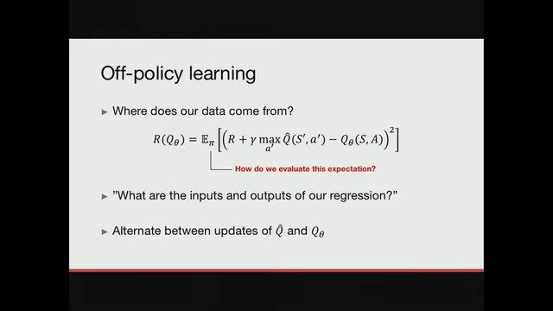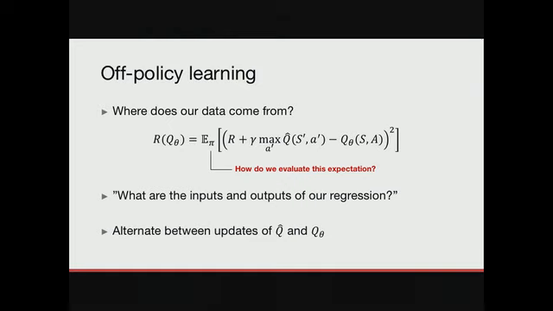Another way to say that is, what are the inputs and the outputs of our regression? Because when we estimate potential outcomes, we have a very clear idea of this. We know that Y, the outcome itself, is the target, and the input is the covariates X. But here we have a sort of moving target because this Y or this Q hat has to come from somewhere too. This is something that we estimate as well. So usually what happens is that we alternate between updating this target Q hat and Q theta. Essentially we copy Q theta to become our new Q hat, and we iterate this somehow.